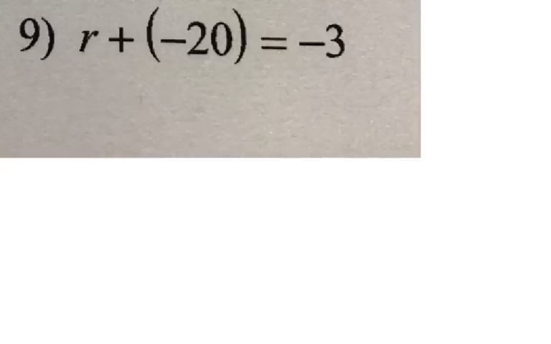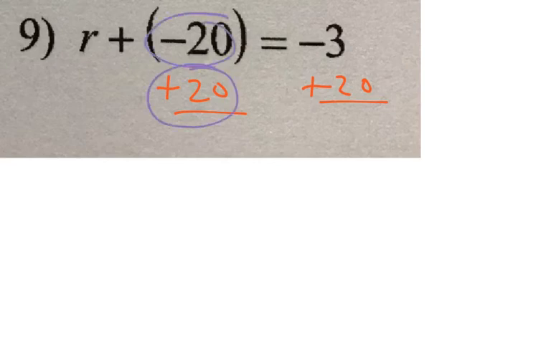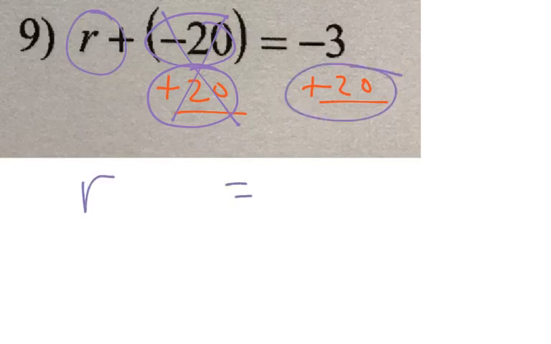Let's try the next one. Notice we have a plus negative 20 there, right? Does everyone agree to get rid of a negative 20, can't we do a positive 20? Does everyone agree the negative 20 with a positive 20 becomes 0? And all I'm left with is r equal to, and of course I had to do the plus 20 on the right side to keep things balanced and equal. Right? I did the plus 20 on the left, plus 20 on the right. So what is 20 minus 3? 17.